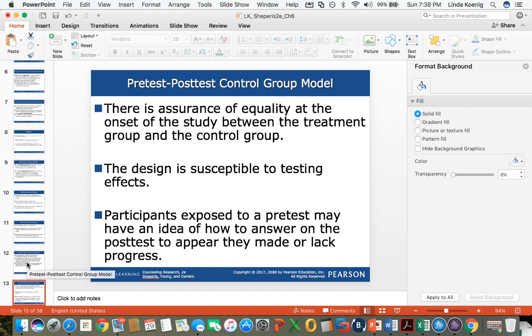All right, and I just said this. There's assurance of equality at the onset. The design is susceptible to testing effects. So if we're giving a pretest, the pretest itself can impact the outcome. So even though we're assuring equality of the groups, we've now introduced something else that could influence the outcome of the study.